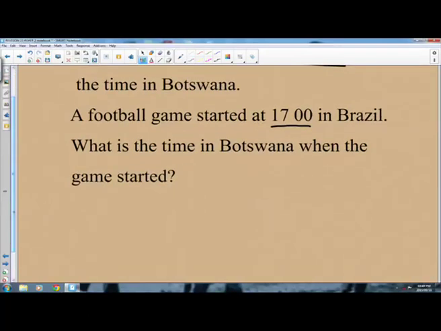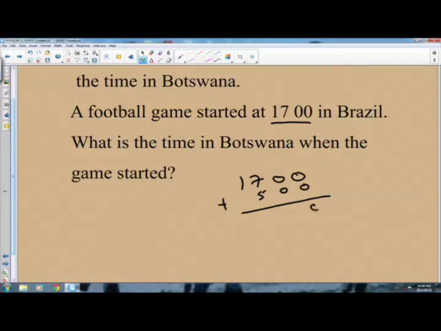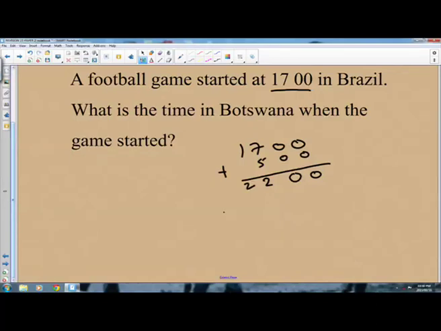This will simply be 1700 plus 500. The 5 here should be under hours, you don't just write it anyway. It has to be under hours because we are told that it's 5 hours behind. Brazil is 5 hours behind, so we just have to add the 5 hours to the 1700 there, and then we will get 0 plus 0 is 0, 0 plus 0 is 0, and then 7 plus 5 is 12, carry 1, and then a 2 here, because it's 1 plus the 1 that we came out with from the 7 plus 5. So it's 2200, meaning it's 10 o'clock in the evening. So the answer is 2200 hours.